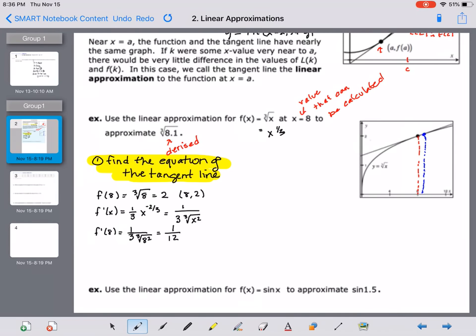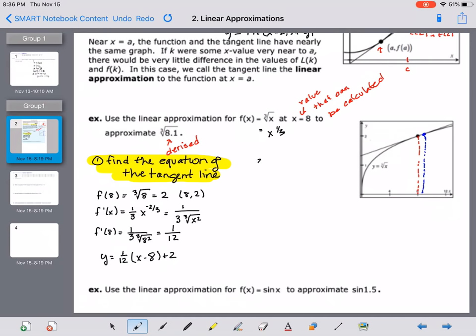Okay. And then, of course, the last step is to actually write the equation of the tangent line. Okay, this is nothing new. We've been doing this since day 1 of derivatives, not 2. Sorry, I made a mistake there. That should be 8, and then plus 2 here. Okay, so that's the first step in using a linear approximation or finding a linear approximation.